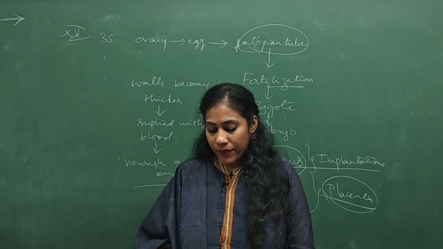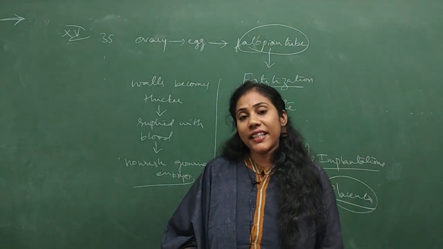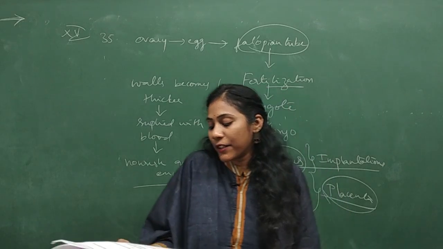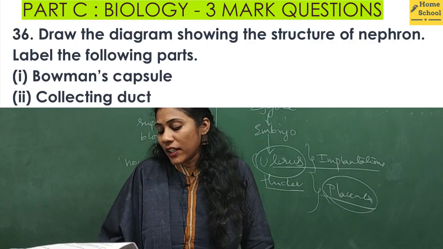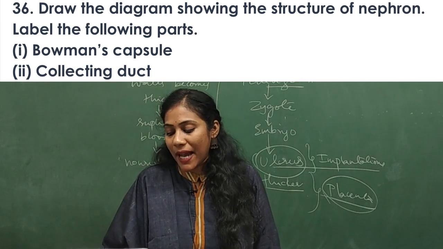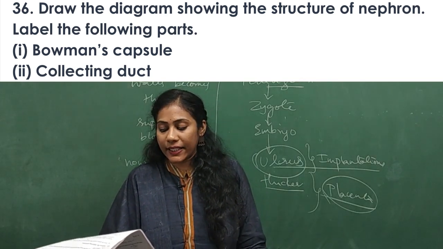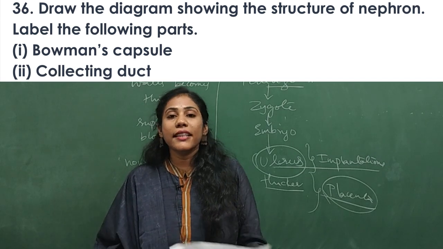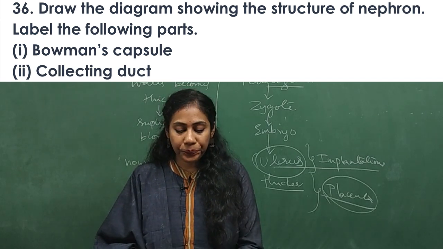Clear? Fine. So the 36th question is again a diagram of the nephron. Draw the diagram showing the structure of the nephron. Label the following parts: Bowman's capsule and collecting duct. So you have to draw the diagram of the nephron here.